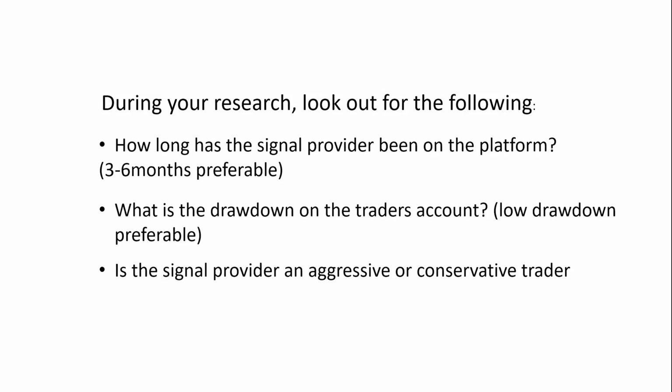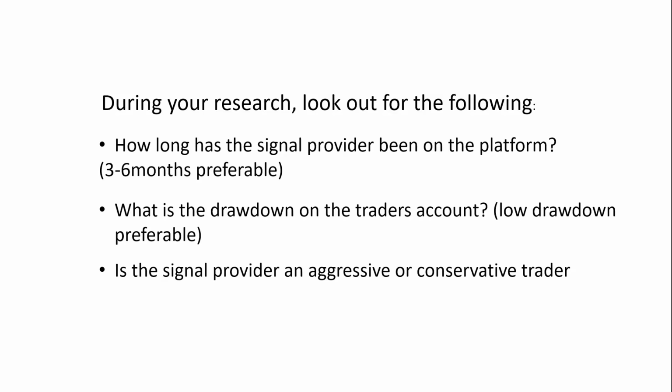Then also, is the signal provider an aggressive or a conservative trader? Now I'll explain that. An aggressive trader is someone that wants a high return, and in the course of getting that high return, they take a lot of risk. When somebody is doing some 30, 50, 100% return in a month, that is actually an aggressive trader. Now, the goal of aggressive trading is to get high return in a short period of time, but there's a clause there. There's going to be a huge risk on your capital, on your equity.